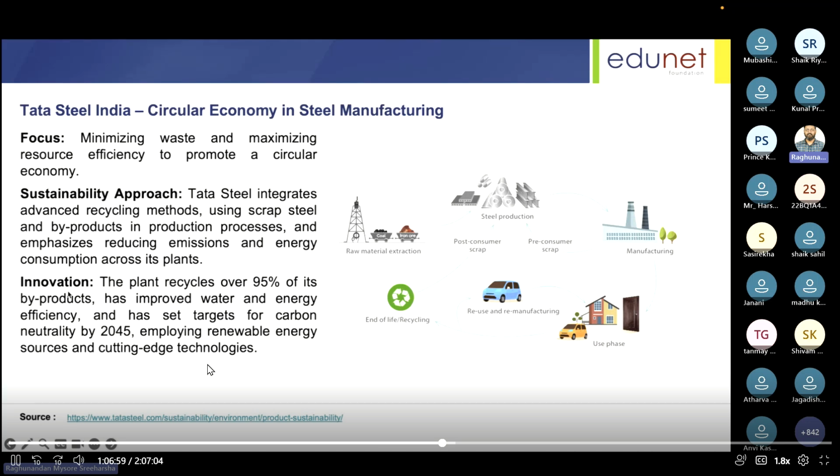And as you can see here, for the innovation, let me take the laser pointer. The plant recycles over 95% of its byproducts, has improved water and energy efficiency, and has set targets for carbon neutrality by 2045. Tata Steel has done that. It's going to achieve that. So this is what we are trying to achieve.